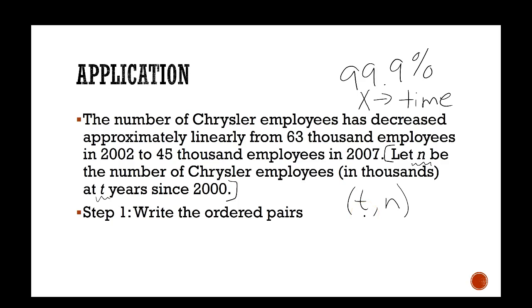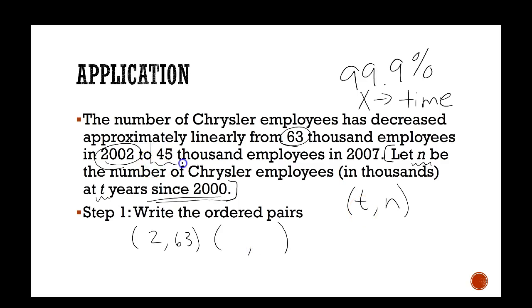Okay, so let's write our ordered pairs. All right, so we had 63,000 in 2002. So I know 63 is going to be the Y, but it says T since 2000. So 2002 is 2 years after 2000. So 2 goes in for that X.